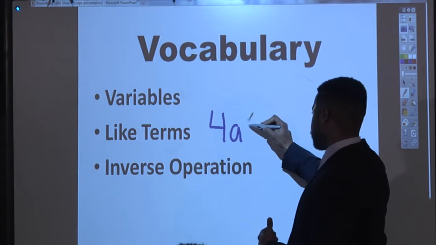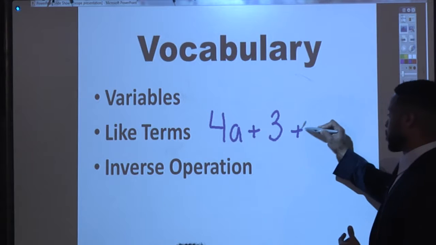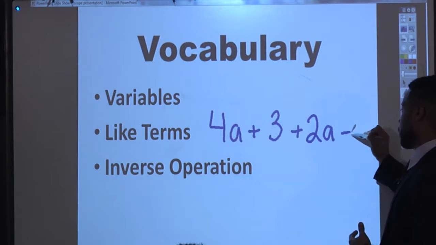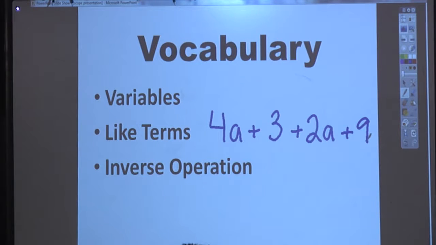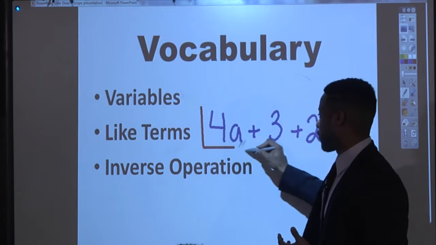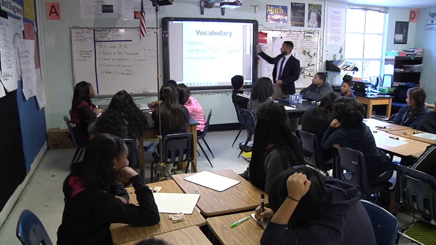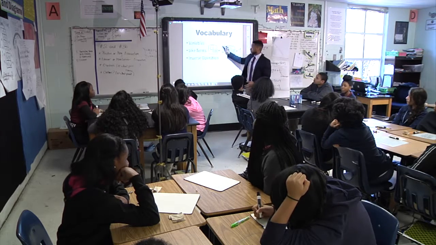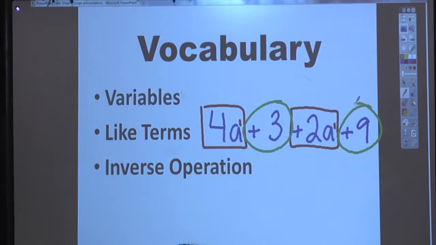4a plus 3 plus 2a plus 9. Like terms have the same variable again and the same power. So look at my like terms here. I have 4a and 2a. So our other like terms are positive 3 and positive 9. These are what we call constants. They don't have a variable.